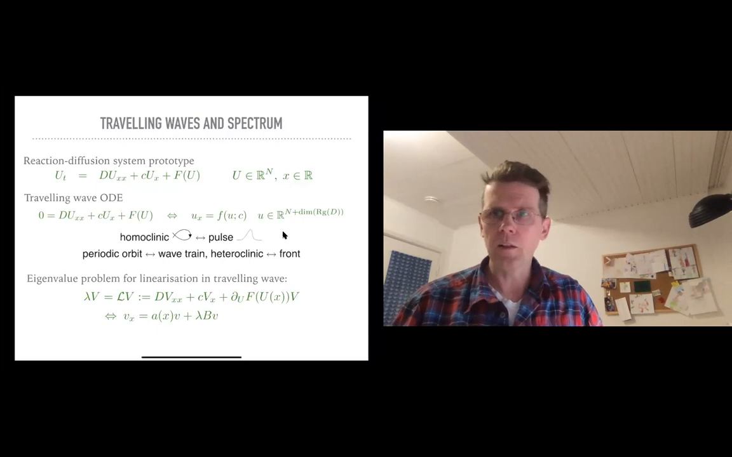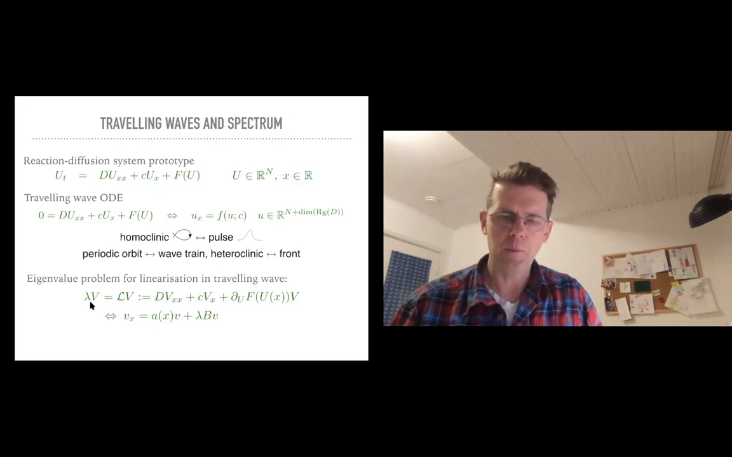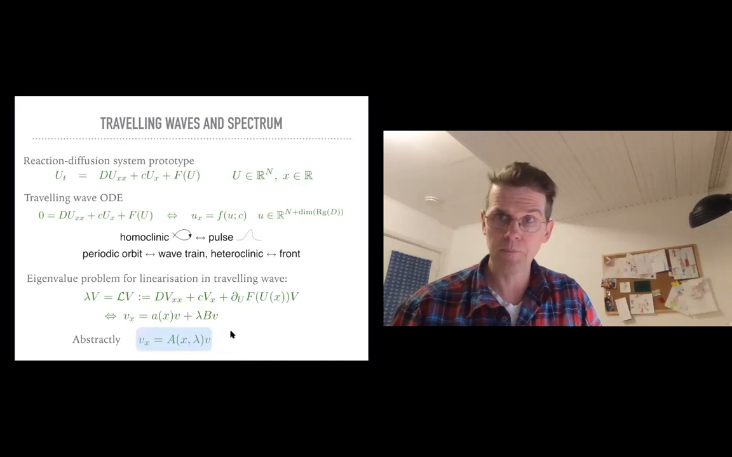And the key element in this analysis is going to be this eigenvalue problem here. Lambda v equals Lv for this operator script L, which is defined by linearizing in the traveling wave, where the first part is just the same as before. The nonlinearity is linearized in the traveling wave. And we cast this as a first order system in space with eigenvalue parameter and just write this abstractly in this form. It is a non-autonomous spatial ODE with eigenvalue parameter lambda.